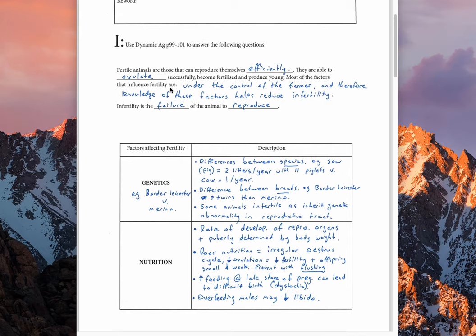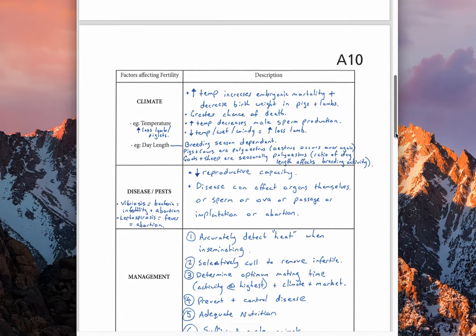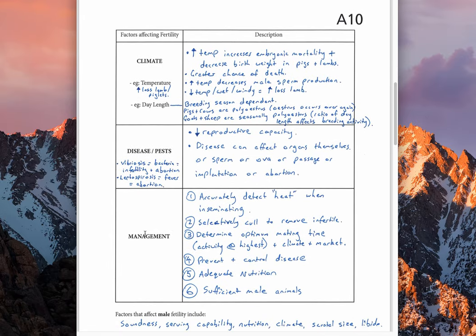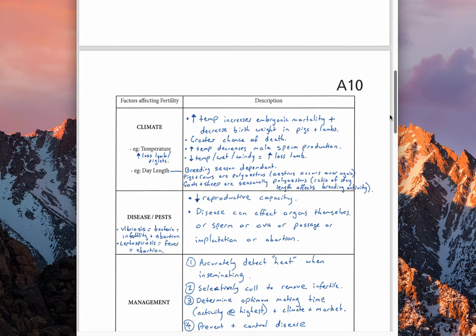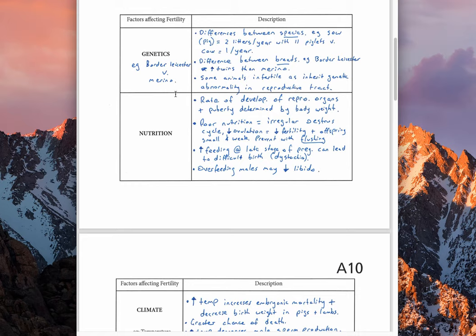Most of the factors that influence fertility are under the control of the farmer, and therefore knowledge of these factors helps reduce infertility. As we saw in the dot point, the factors that affect fertility are genetics, nutrition, climate, disease, pests, and management. Management is over and above all of these things because management can control each of these factors listed before it. So let's have a look at each of these factors in order.